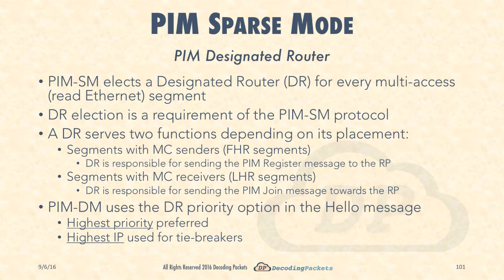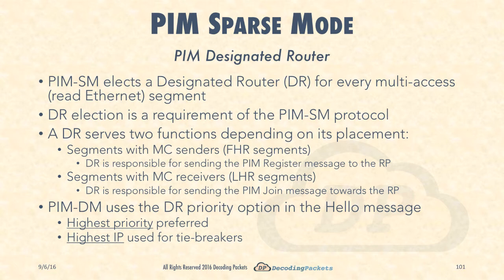Why PIM dense mode was doing it was for the sake of IGMP version 1. IGMP version 1 doesn't have a designated querier mechanism, and it really uses the designated router selected by the multicast routing protocol, in this case PIM, to elect its own queriers. So that's why PIM dense mode needed a designated router, not for the sake of PIM dense mode, but for the sake of IGMP version 1.